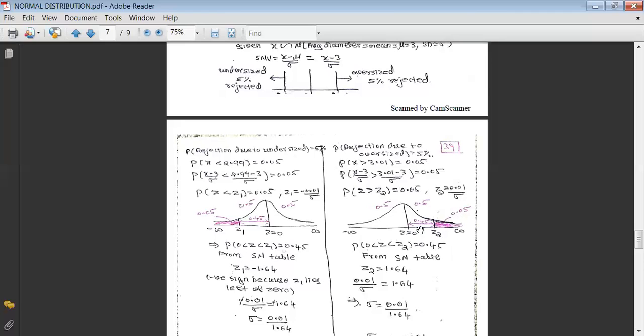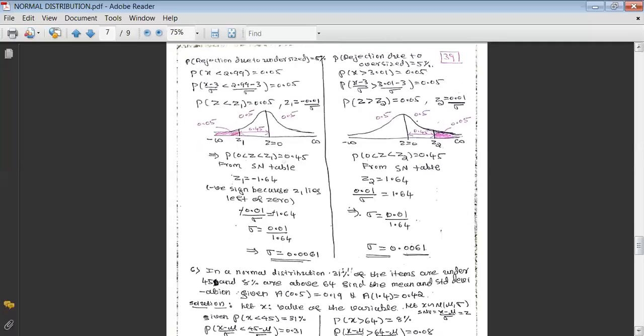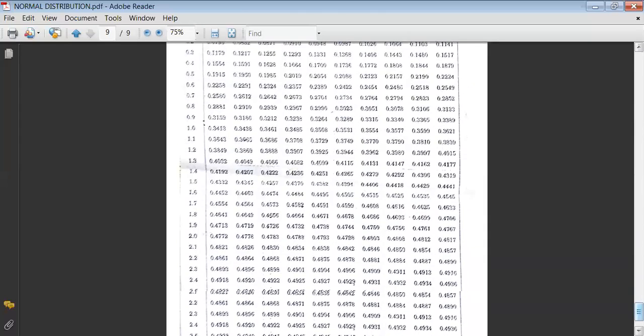Now looking at the diagrams, we can conclude that the probability between 0 and Z1 is 0.45, because the left half is 0.5. From that, this much is 0.05, which means the remaining is 0.45. From these diagrams, we can write that the probability that Z is between Z1 and 0 is 0.45. Similarly, the probability that Z is between 0 and Z2 is again 0.45. Again, just look at the standard normal table I have shown.